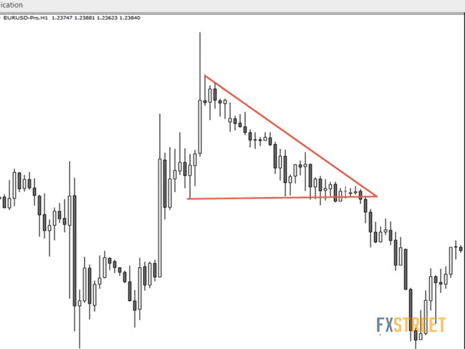How can you know that this is a downtrend triangle? Not just by doing the analysis of previous movement. This is definitely bearish movement here.